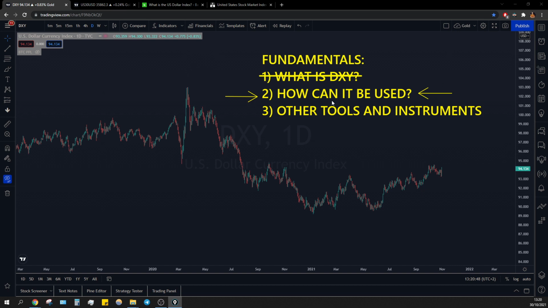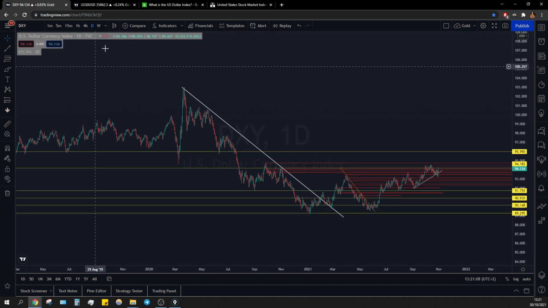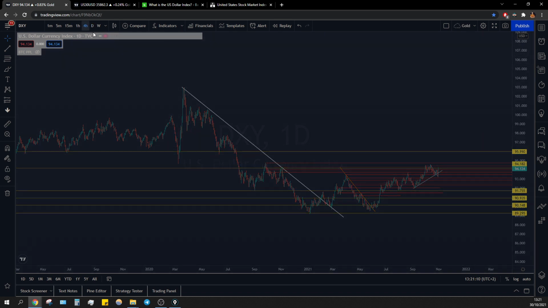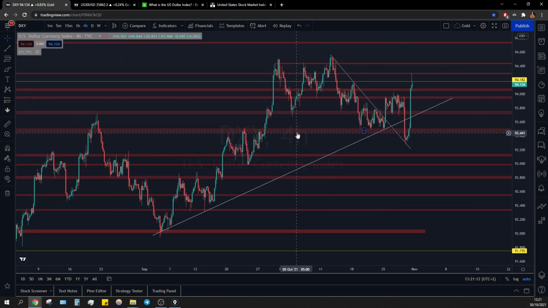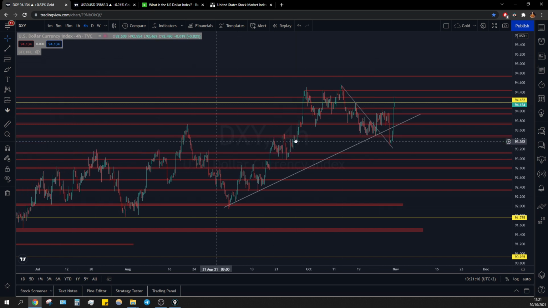Today we're going to see how it can be used as a confluence on gold, on EUR/USD, on GBP/USD, etc. There you go. So as you can see, like any other pair, we chart price points of interest.